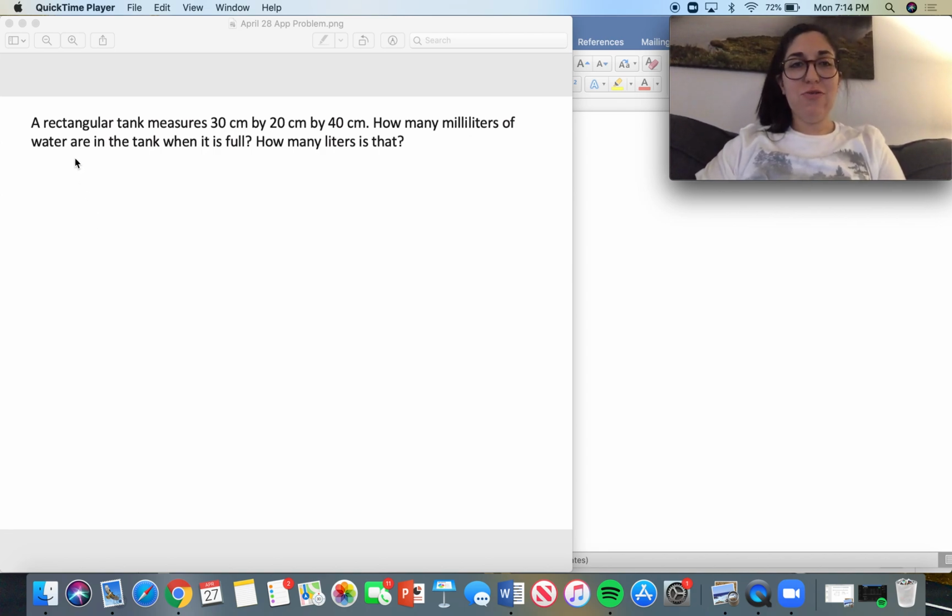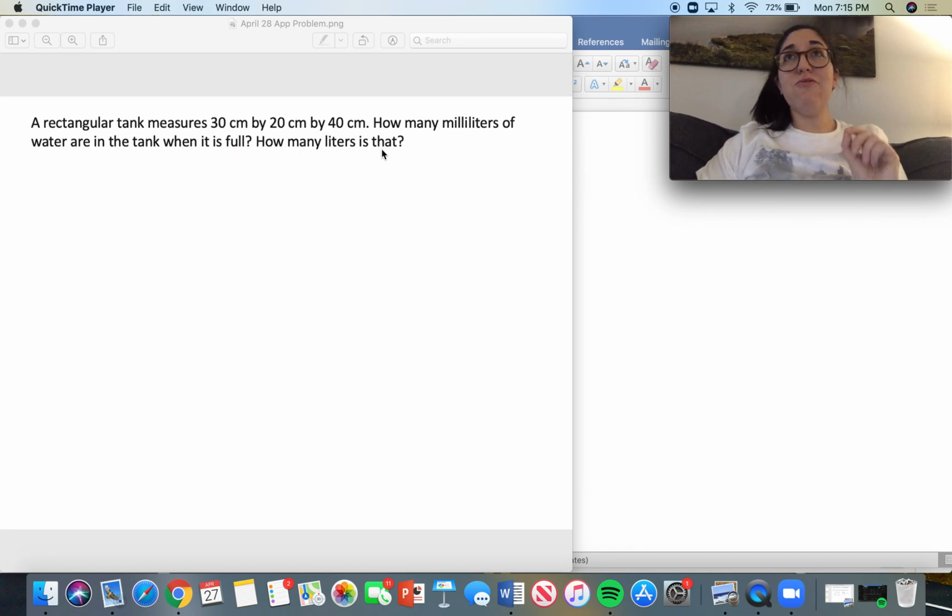So we are going to work on this application problem. This is Tuesday's application problem. And the story reads, a rectangular tank measures 30 centimeters by 20 centimeters by 40 centimeters. How many milliliters of water are in the tank when it is full? How many liters is that?